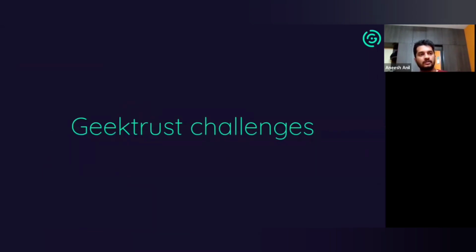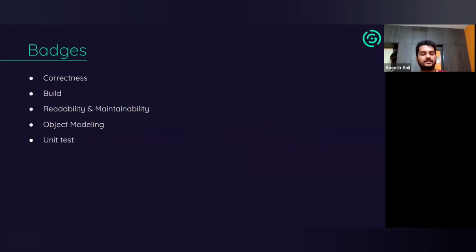Now I'll talk a little bit about Geektrust challenges, and what are the badges that you might be able to earn. So correctness basically means we have a set of inputs that we will pass into your solution, and we expect certain outputs, and we just verify that everything is working fine. That's what correctness is.